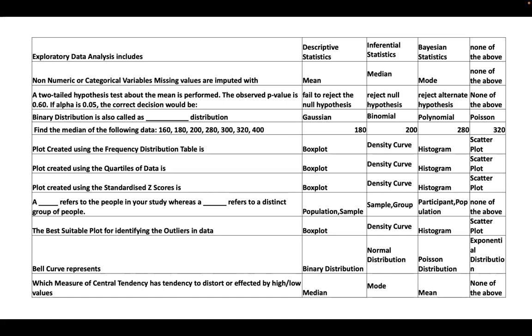A two-tailed hypothesis test about the mean is performed. The observed p-value is 0.60. If the alpha is 0.05, then the correct decision would be to fail to reject the null hypothesis, because the p-value is greater than 0.05. Binary distribution is also called binomial distribution.